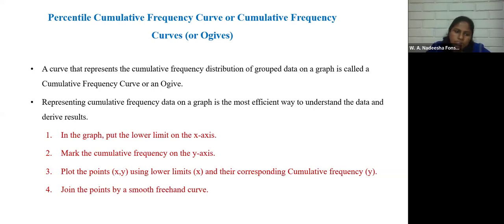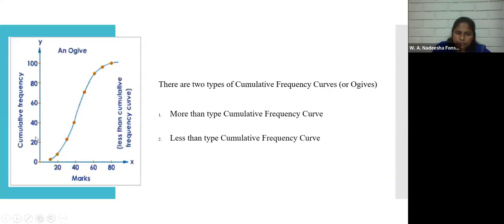In the graph, first put the lower limit on the x-axis. Then mark cumulative frequency on the y-axis. Plot points x, y using lower limits versus their corresponding cumulative frequency. Then join the points by a smooth freehand curve. These are the steps. Later you will have the example, then you can understand.